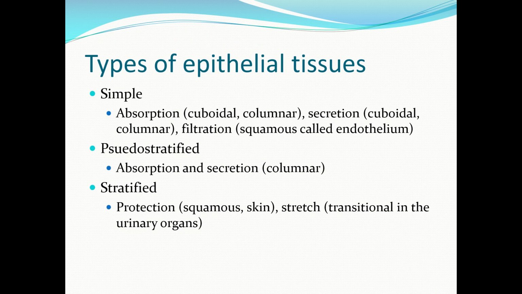Let's look at the different types of epithelial tissues. The simple tissue is going to be functioning in absorption, secretion, and filtration. A pseudostratified appears to be stratified, but it is simple, and it is involved in absorption and secretion. Stratified epithelial tissues are involved in protection and stretch.